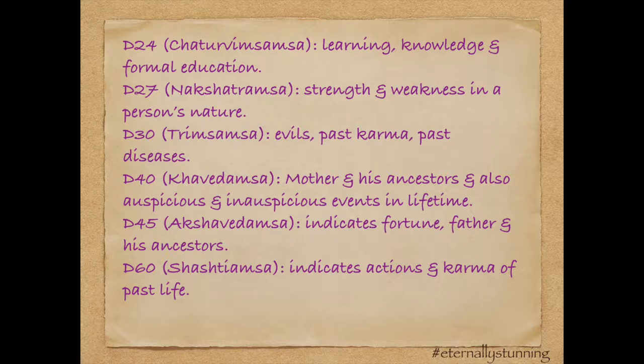The D45 chart is known as Akshavedamsha. It indicates fortune, and it also shows your father and his ancestors. The D60 chart is Shashtiyamsha, that indicates actions and karma of past life.